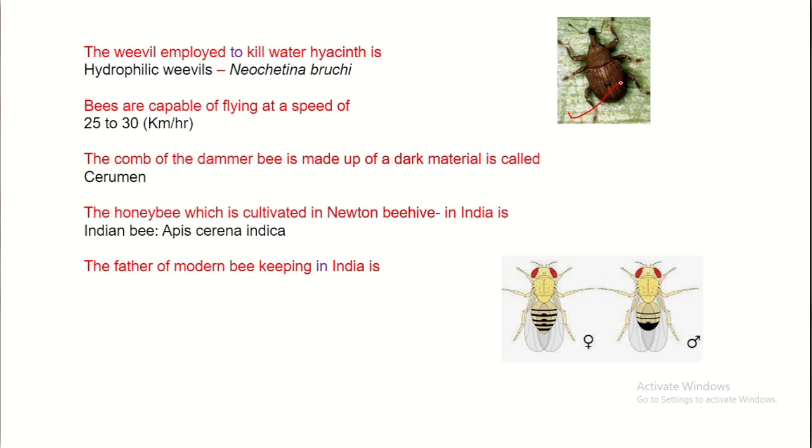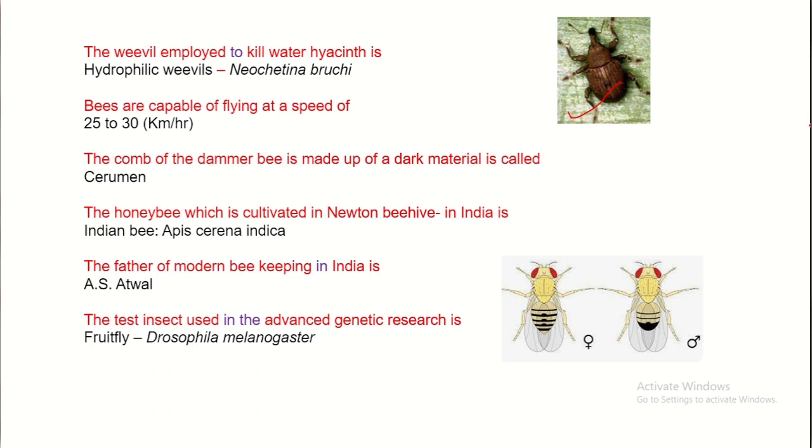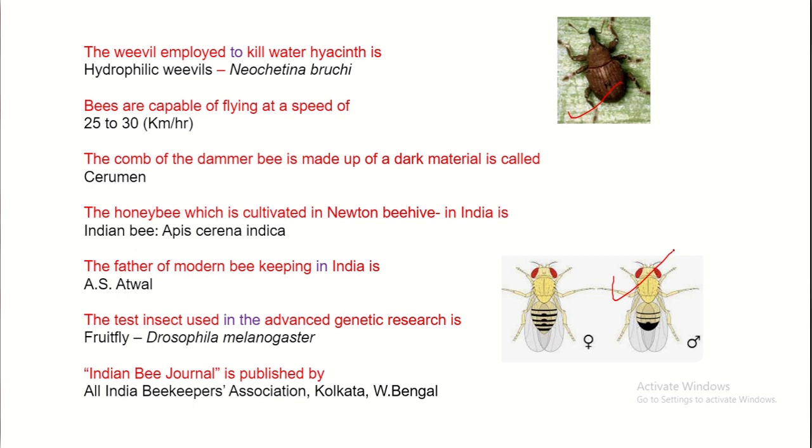The father of modern beekeeping in India is A.S. Atwal. The test insect used in advanced genetic research is the fruit fly, Drosophila melanogaster. Indian Bee Journal is published by the All India Beekeepers Association, Kolkata, West Bengal.